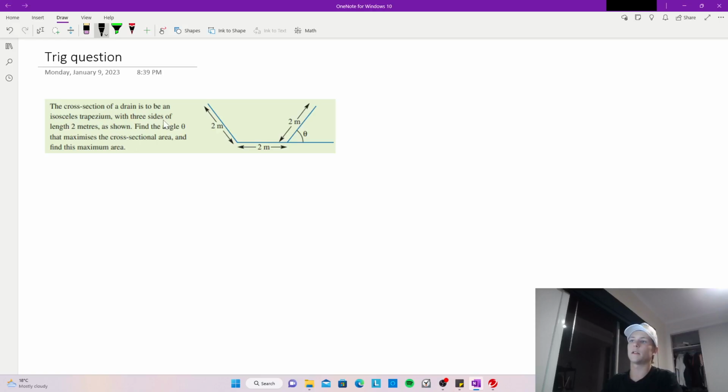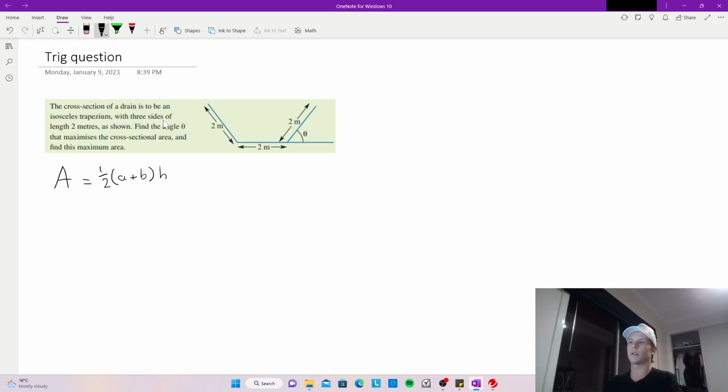Alrighty, so when you get a question like this, first you want to break it down into what you need to do. So first, find the angle to maximize the cross-sectional area. So I'm guessing we're going to want the area of this shape here. Because it's a trapezium, we know that A is going to be equal to 1/2 (a plus b) times height, where a we're going to assign to this bottom value here, b we're going to assign to the top value, and h is just the height.